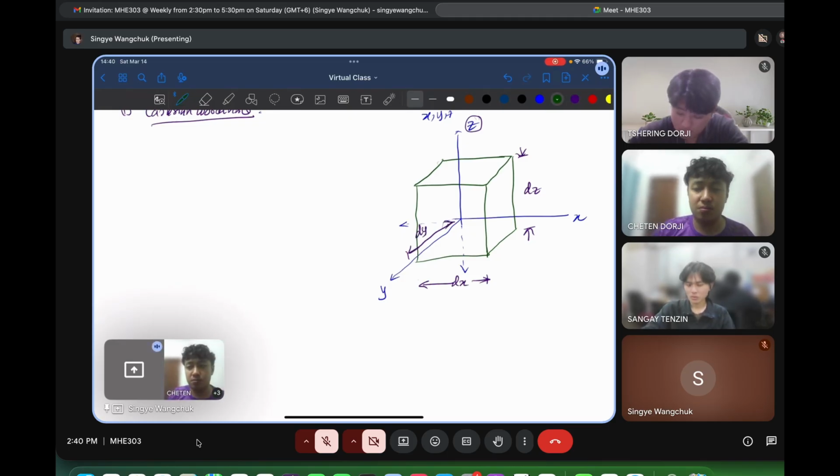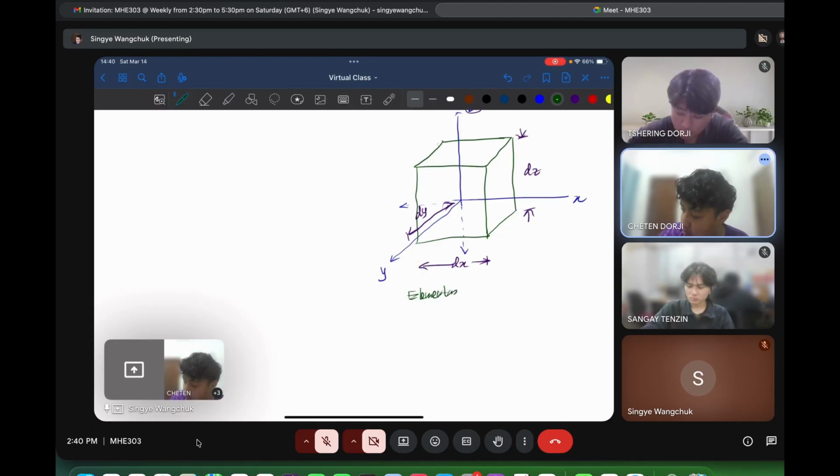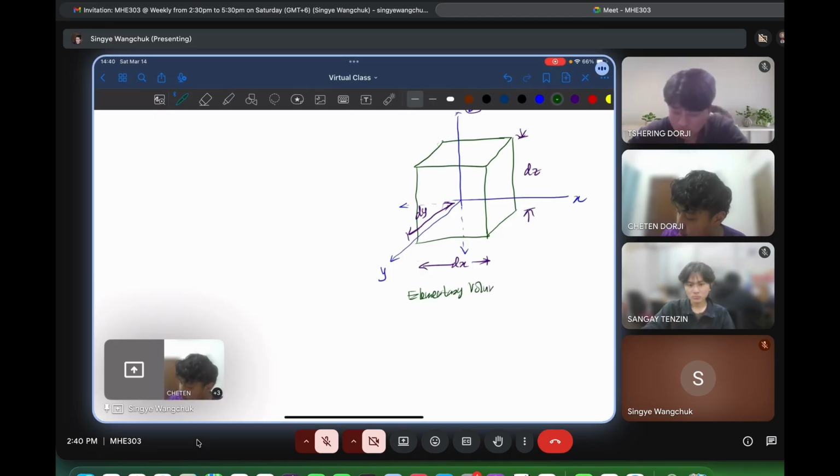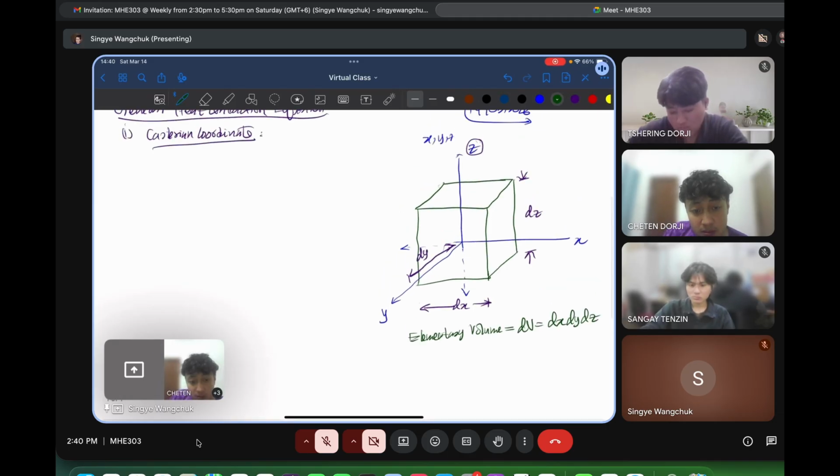So what will be the volume of this now? The elementary volume, we can say, is just dV, which is actually dx dy dz. Okay, no problem. Understood, right?